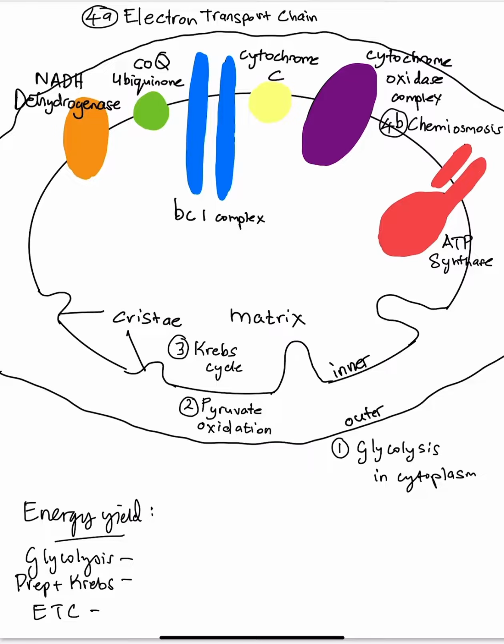Previously, in our discussion of cellular respiration, we looked at glycolysis that occurred in the cytoplasm. We also discussed pyruvate oxidation, also known as the prep step, which occurs across the outer and inner mitochondrial membrane. And we looked at the citric acid cycle or Krebs cycle that occurs in the matrix of the mitochondria. Now we're going to look at step 4, the electron transport chain, followed by chemiosmosis and oxidative phosphorylation.